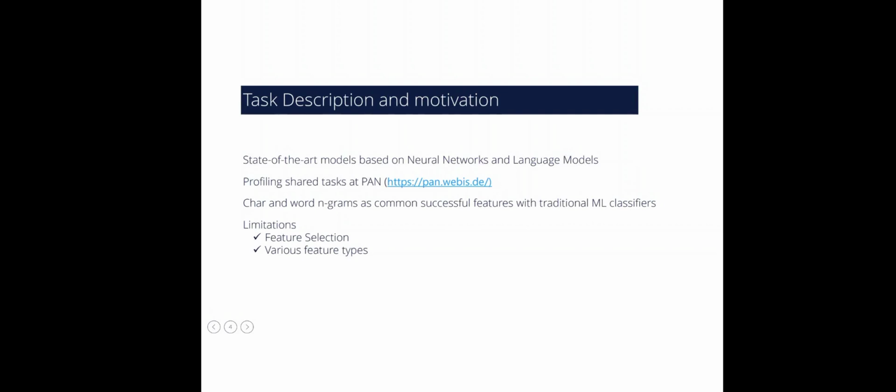So we are going to extend this machine learning model and try to check the effectiveness of some feature selections and different types of features and generating n-grams out of them in this work.